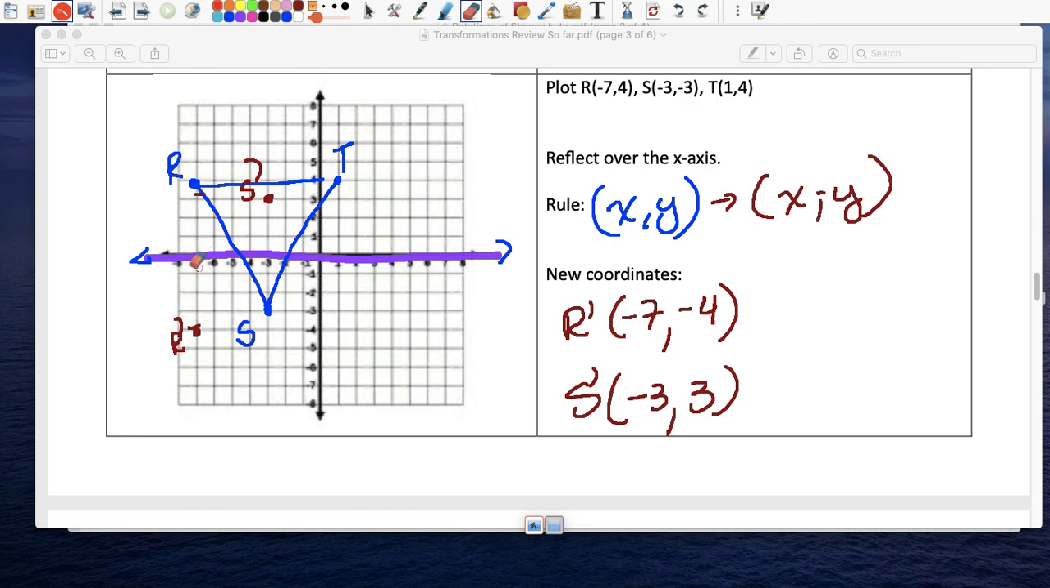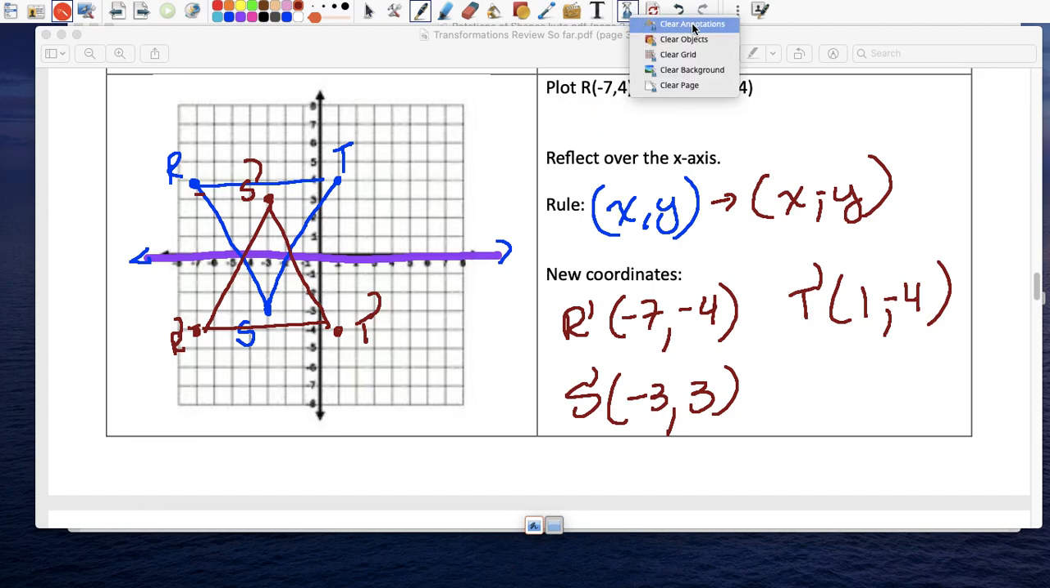Take that away. And then T prime, well, T is 1, 2, 3, 4 units, so 1, 2, 3, 4. Here's T prime. Can we connect them? Yep. And then, sorry, T prime is going to be the same two numbers, except that the y is going to change. Instead of 1 and 4, it is now 1, negative 4. And that's the rule for reflection over the x-axis.